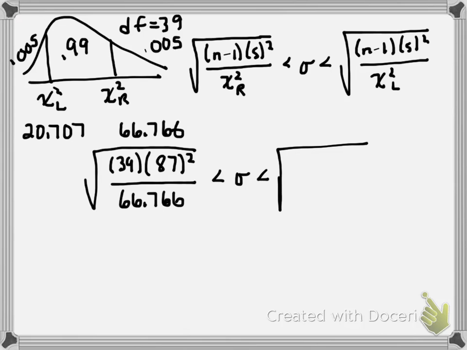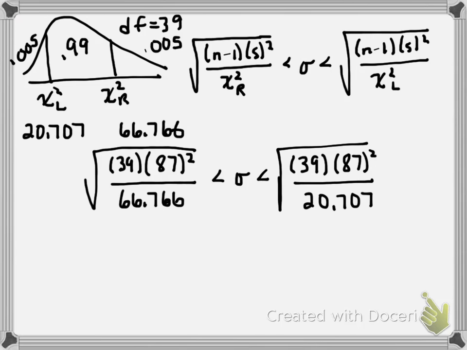Then for the other square root, the numerator is the same. The degrees of freedom times the sample standard deviation squared. This time we need to divide by chi-square on the left, which is 20.707.